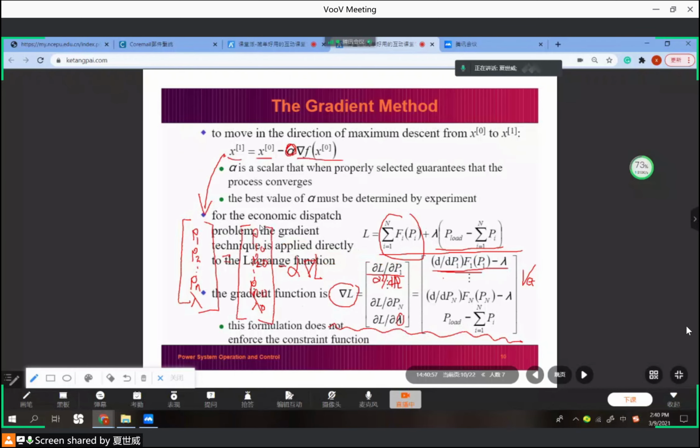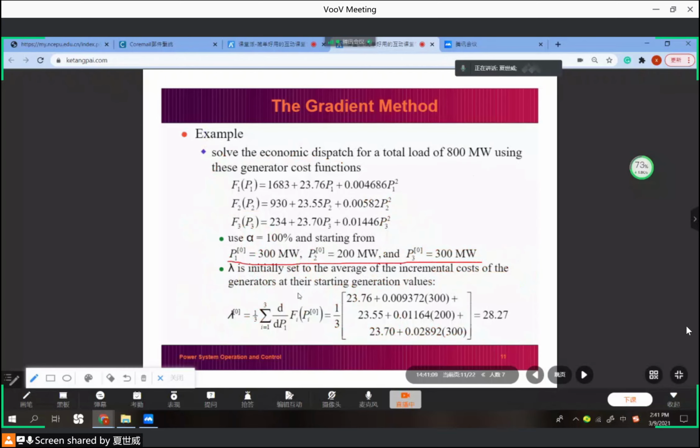And here you find that besides the P10, P20, Pn0, that means the initial values for the generators, we have also calculated the initial value of lambda. Here we get the initial value of lambda as the average of these 3 generators. This is for generator 1, df1, dp1, at p10. And make a summation for the total, that means the incremental rate of 3 generators, divided by 3, that means the average incremental cost of these 3 generators.